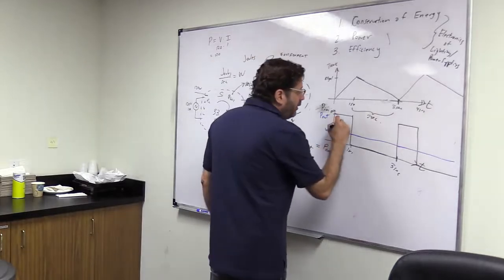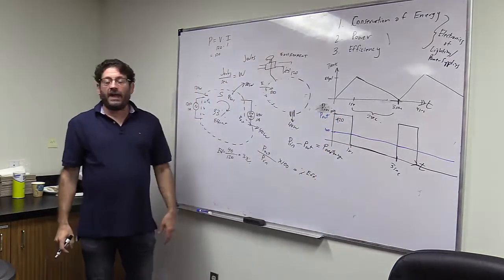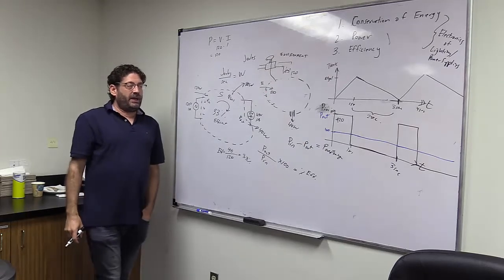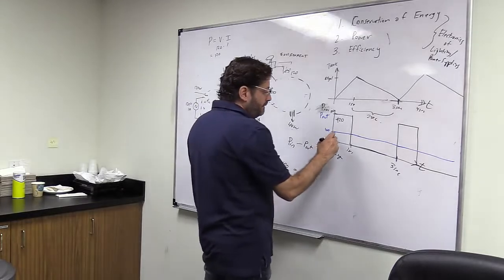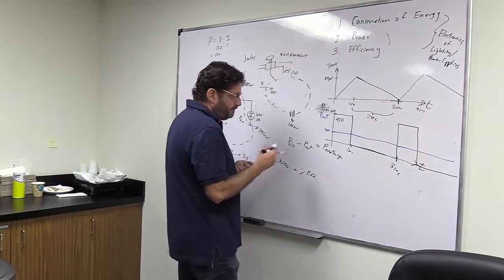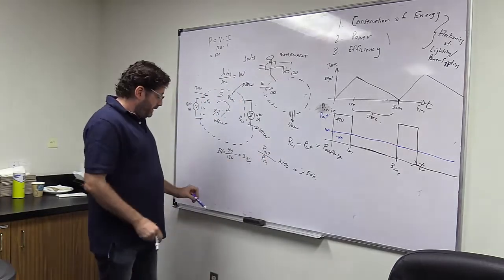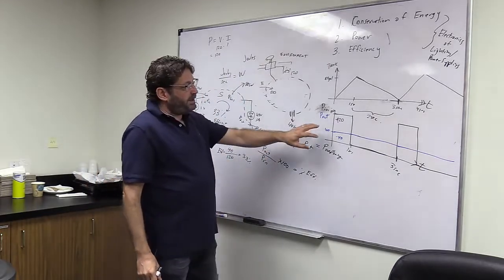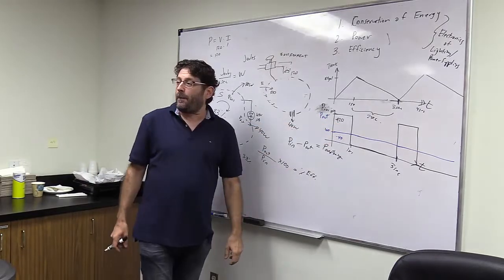So I'm going to write this. 120 went in, right? How many left the system during that period of time? It's 40. So during this period of time, I had 120 go in and 40 came out, right?